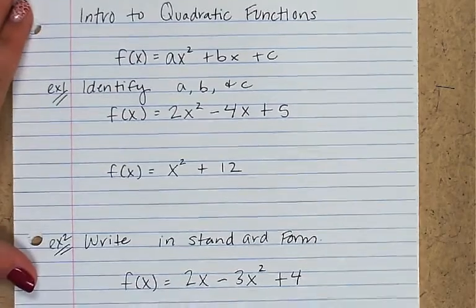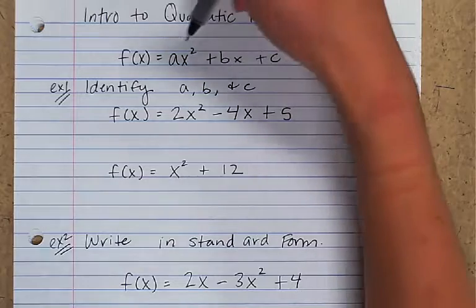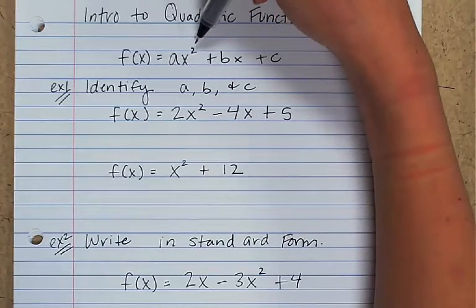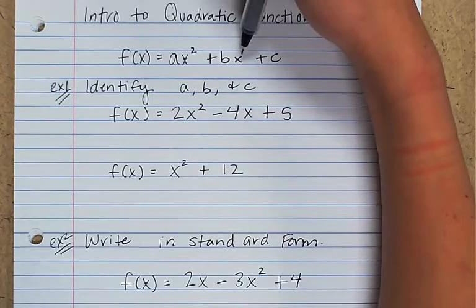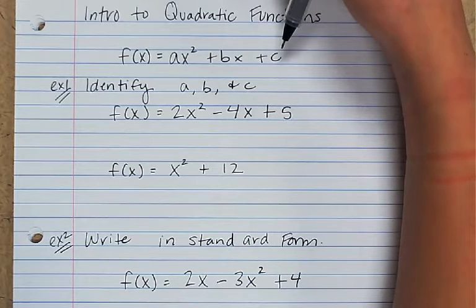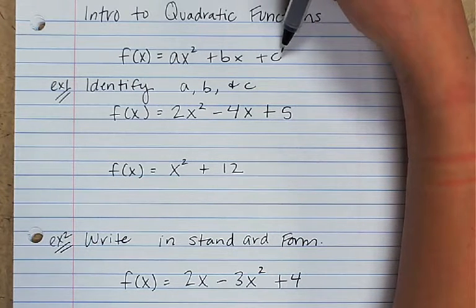So looking at example 1, it says identify a, b, and c. So a is the number in front of x squared, b is the number in front of what I call the plain x, and then c is your constant. That's the value that has no variable attached to it.